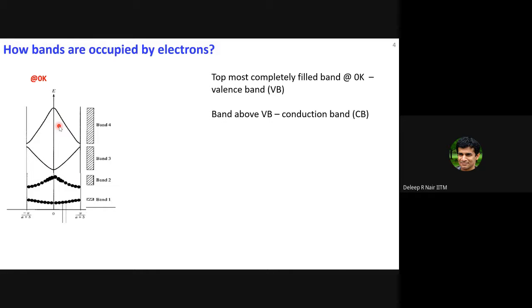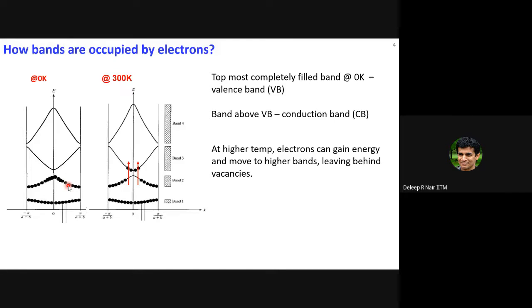This is the case at 0 Kelvin. Among these bands, take the topmost filled band. In this picture, there are two completely filled bands, so I take the topmost filled band, which is band 2. We call that band the valence band. The band above the valence band is called the conduction band. So here band 3 is the conduction band and band 2 is the valence band.